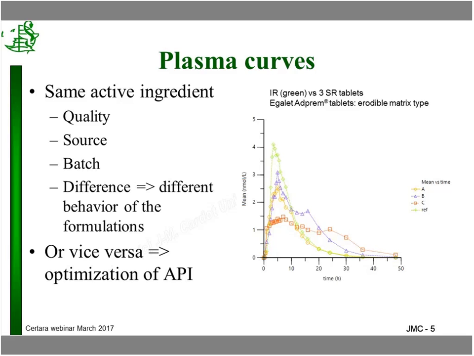Can we be sure that what we are going to observe now is linked with the formulation? Yes, we can, if we have the same active ingredient in quality, source and, if possible, batches between all the test formulations. In this case, the difference is going to be linked only with the formulation. Vice versa, if you keep the formulation constant but you change the quality or the grade of the API, all the differences that you are going to see in vivo are going to be related to the API.